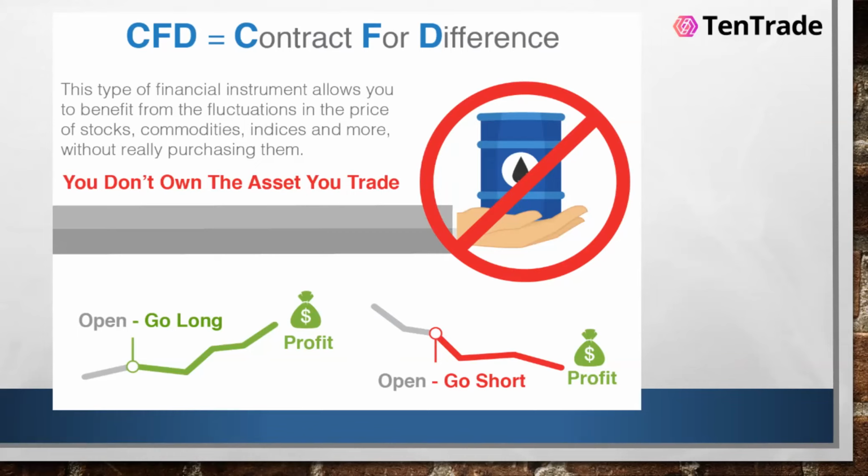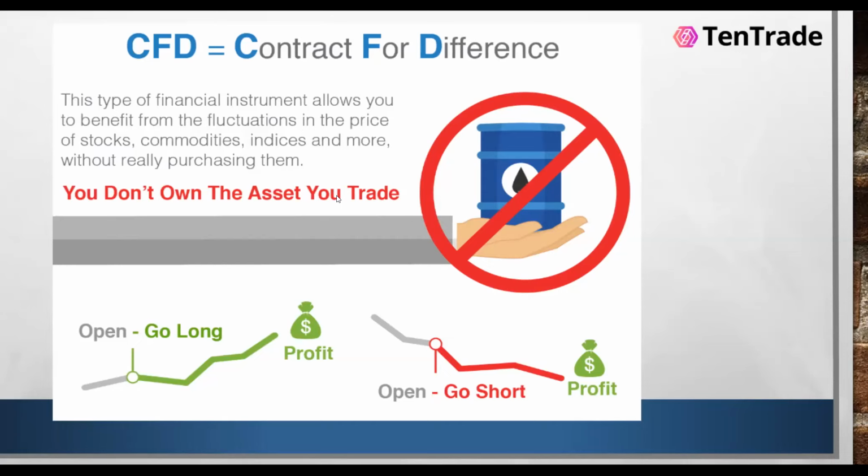Now, that phenomenon is made possible by what we call CFD, which is contract for difference. So what we do as Forex traders is to trade CFDs, contracts for difference, right? This type of financial instrument allows you to benefit from fluctuations in the price of stocks, commodities, indices, and more without really purchasing them. So you don't own the asset that you trade. In other words, you don't need to hold dollars or euros or pounds physically to be able to trade successfully in the foreign exchange market, right? Everything is done via what we call contracts for difference.